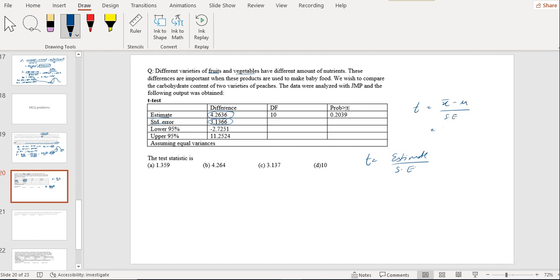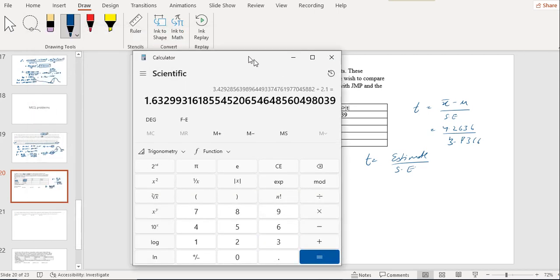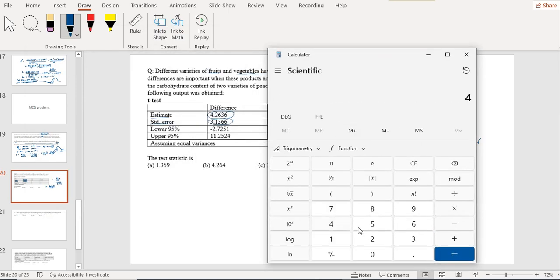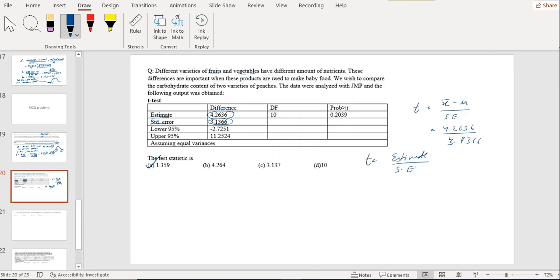So estimate is given as 4.2636 and standard error is given as 3.1366. So if I simply take the ratio of these two, 4.2636 divided by 3.1366, we get 1.359. So it means the correct answer is option A only.